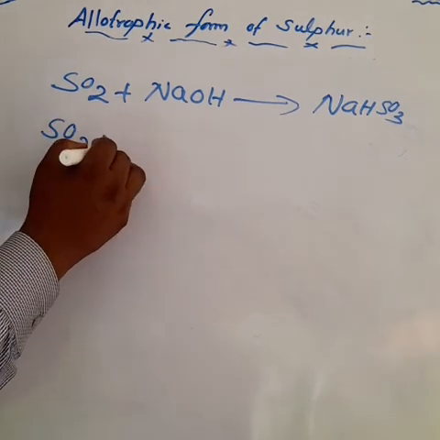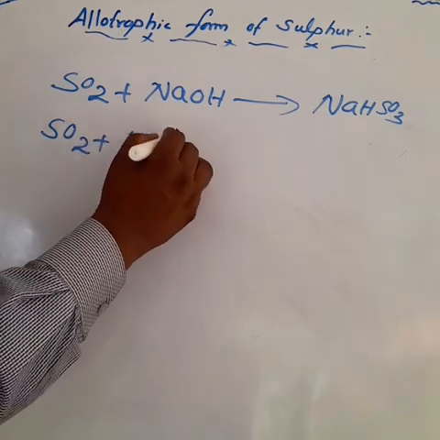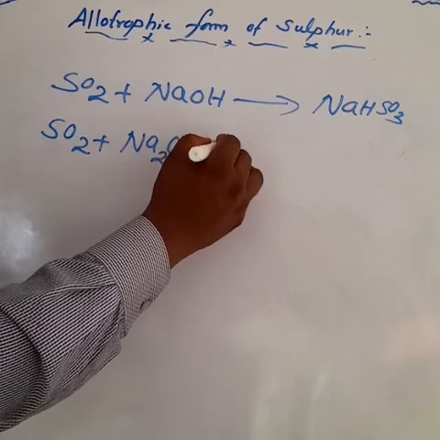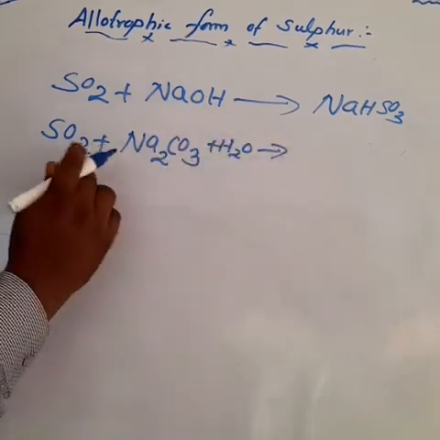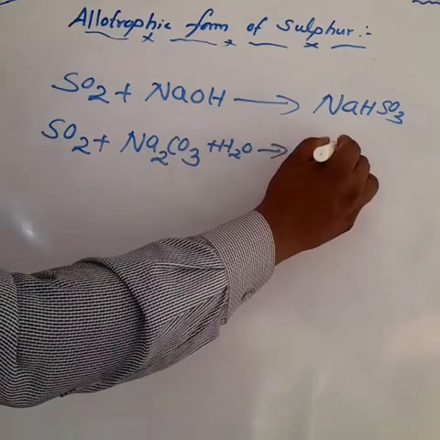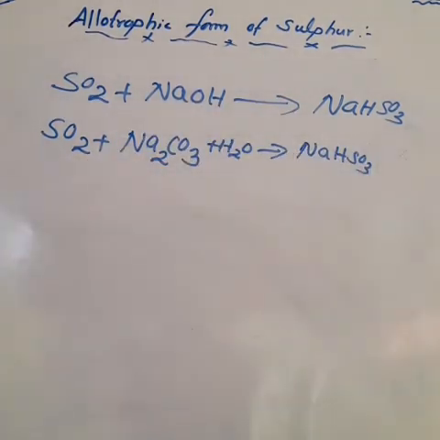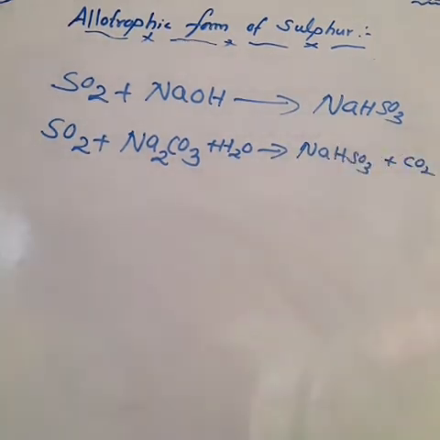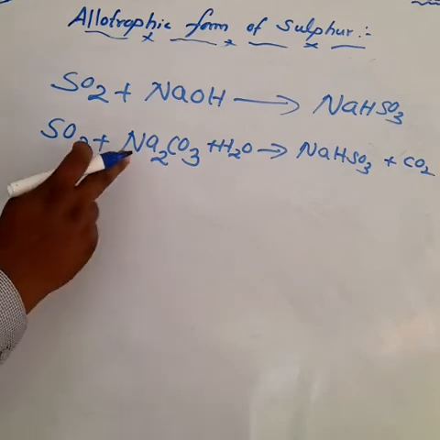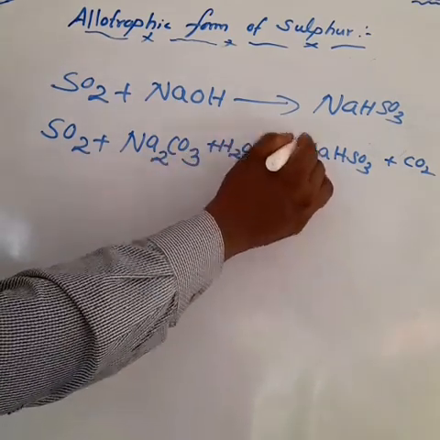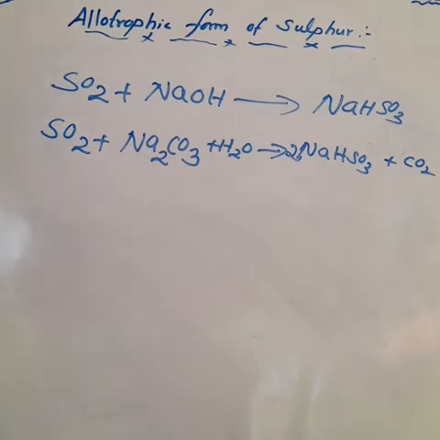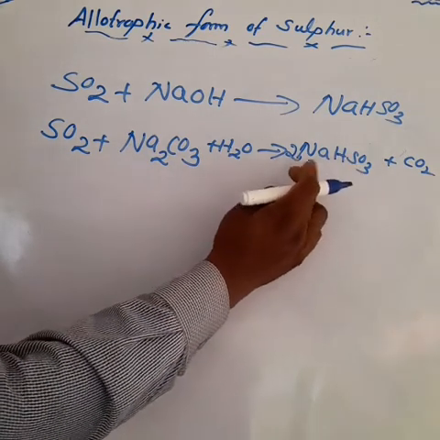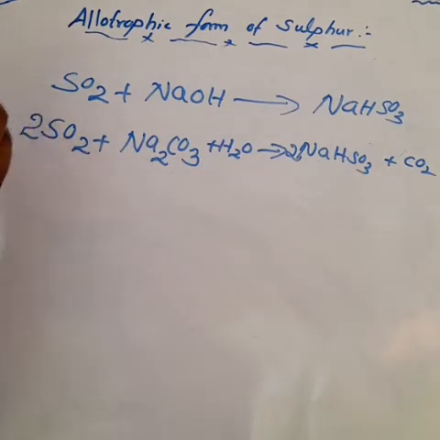Sulfur dioxide reacts with sodium carbonate Na2CO3. In the presence of water we get sodium bisulfite. What is the formula? NaHSO3, sodium bisulfite. And also liberating carbon dioxide CO2. How can you balance the equation? The reactant side has 2 sodium, so kindly change it to the product side 2 sodium. Now sodium is balanced. What about the sulfur? Product side 2 sulfur. So make it the reactant side 2 sulfur. Now everything is balanced.